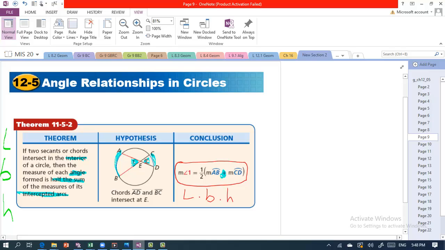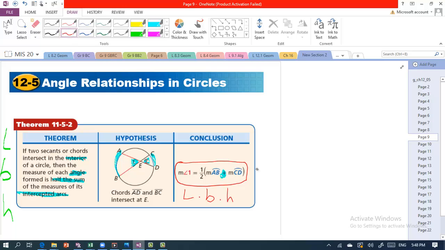This is the measure of angle 1. Similarly, it is equal to the measure of angle 2. It means this is equal to the measure of angle 2.